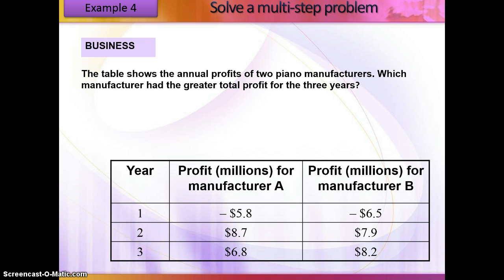So in year 1, we had manufacturer A, who has a negative $5.8 million, which means they had a loss, where manufacturer B had a loss of negative $6.5 million. In year 2, manufacturer A earned $8.7 million, and manufacturer B earned $7.9 million. Year 3, manufacturer A earned $6.8 million, and manufacturer B earned $8.2 million.